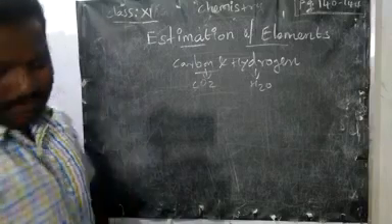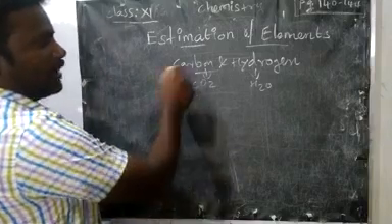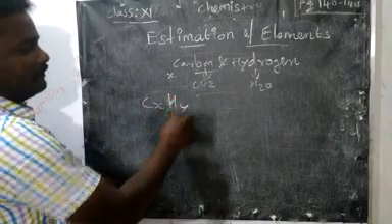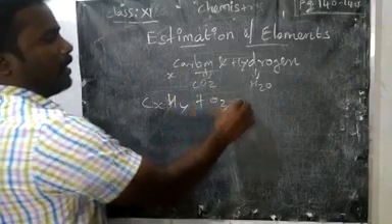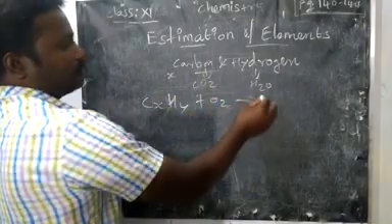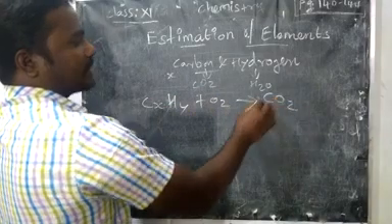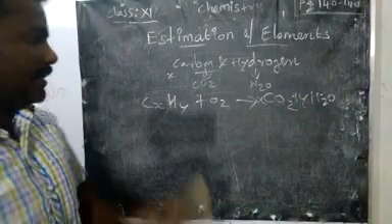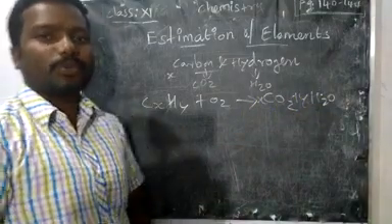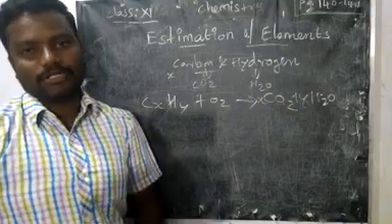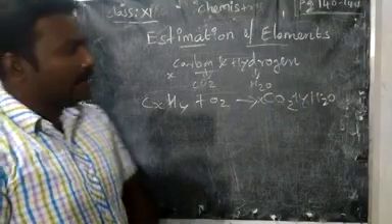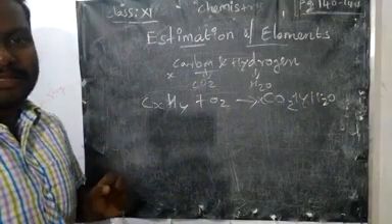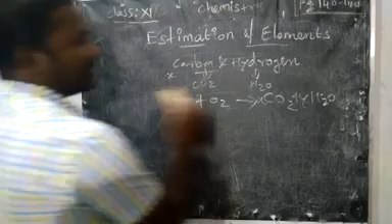Suppose we take x amount of carbon and y amount of hydrogen. With oxidation it will give x CO2 and y H2O, or separately you can write the equations: C plus O2 gives CO2, H plus O2 gives H2O, right? In this method we are going to use an apparatus which has three parts. What are the three parts?